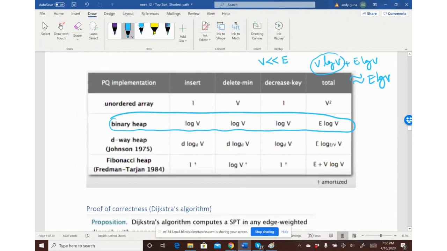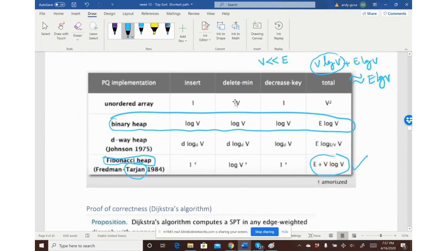There are better ways to do this. People have improved this over the years. Professor Tarjan, who teaches at Princeton, came up with an algorithm in 1984 to improve the running time of Dijkstra's algorithm to V log V plus E, which is very good. So it's much more efficient. It uses something called a Fibonacci heap, not a binary heap. It has different properties, and you can Google that and find out.